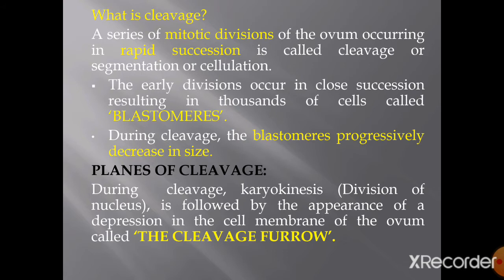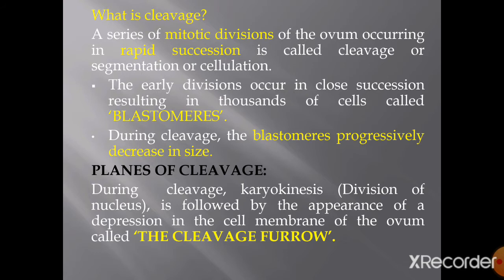The early divisions during cleavage occur in close succession, resulting in thousands of daughter cells, and by now you already know that the daughter cells of cleavage are called blastomeres. One more characteristic feature of cleavage is that the blastomeres progressively decrease in size.